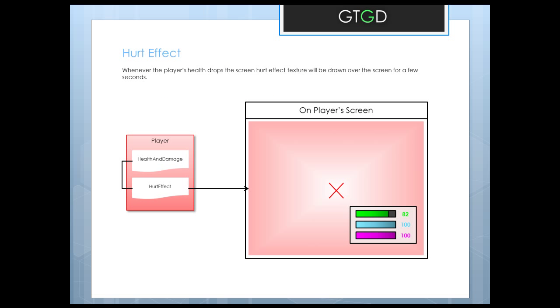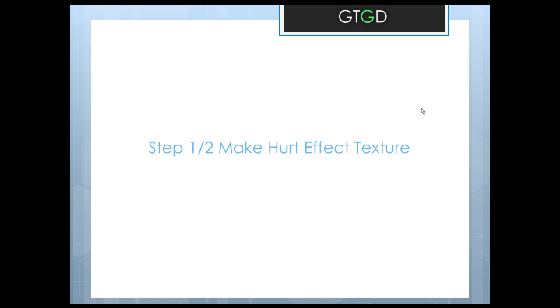So what this is all about is that our hurt effect script, which we'll attach to the player, will cause a reddish texture to appear on the screen whenever the player is hurt. The purpose is simply to let the player know that they've been hit by something, rather than them having to look at their health bar. So it's an easy indication. And how it will work is very simple: when the player's health in the health and damage script drops below their last health, which has been recorded by this hurt effect script, then the hurt effect script knows from that that the player has lost some health and that this texture should be drawn across the screen. So let's go ahead to our very first step, which is to make the hurt effect texture.